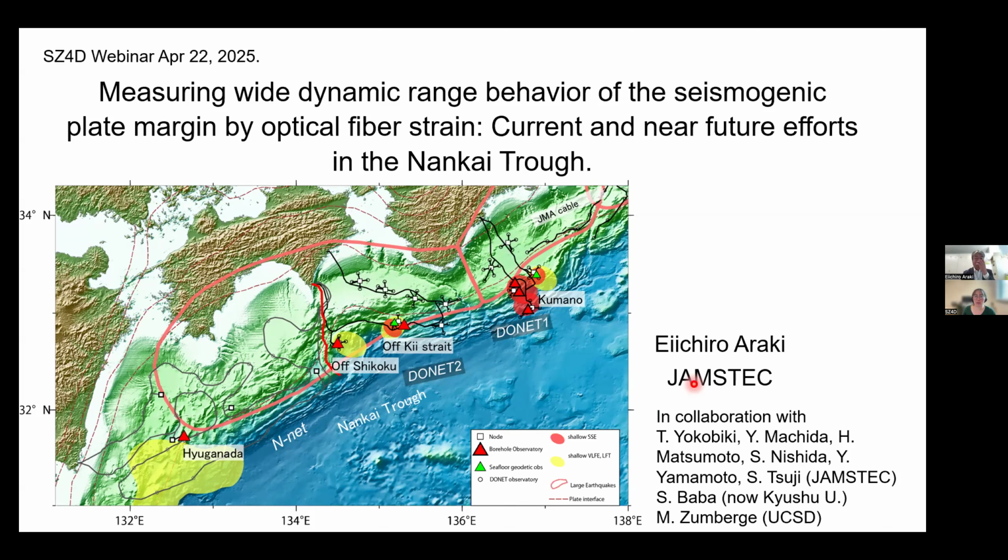Thank you for the introduction. Here I will talk about measuring wide dynamic range behavior of the seismogenic plate margin by optical fiber strain, current and near future effort in the Nankai Trough. My talk today is based on our collaborative research in our group in JAMSTEC and Dr. Mark Zumberge in Scripps.